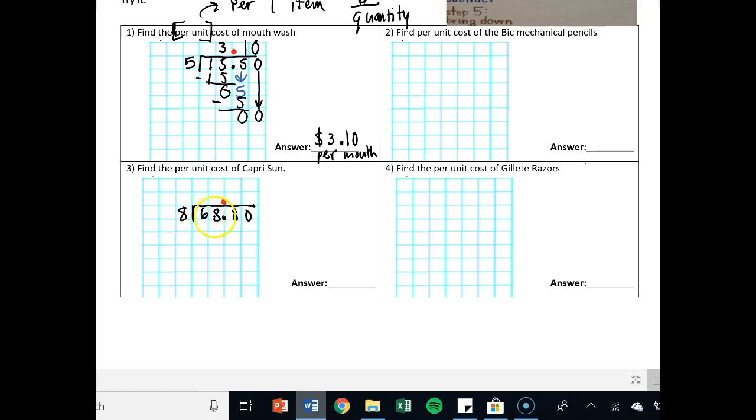8 goes into 6? No. 8 goes into 68? Yes. Goes in there 8 times, which is 64. 8 times 8 was 64. 68 minus 64 is 4, so we've got 4 left over. Drop your 8 down. So 8 now into 48. That goes 6 times. Again, I'm just putting my finger on my multiplication chart and going across. This is 0. Drop down your last 0. And 8 into 0, 0 times. So that means my answer is $8.60 per Capri pack, because they come in packs. You're going to do number 4 in Edpuzzle, and that's it. Only one part today.